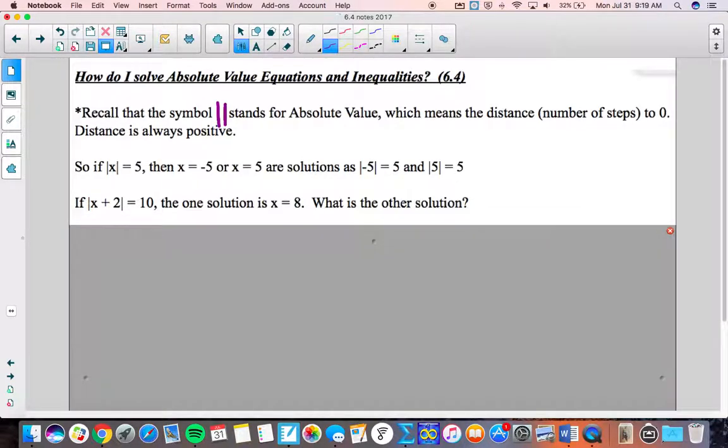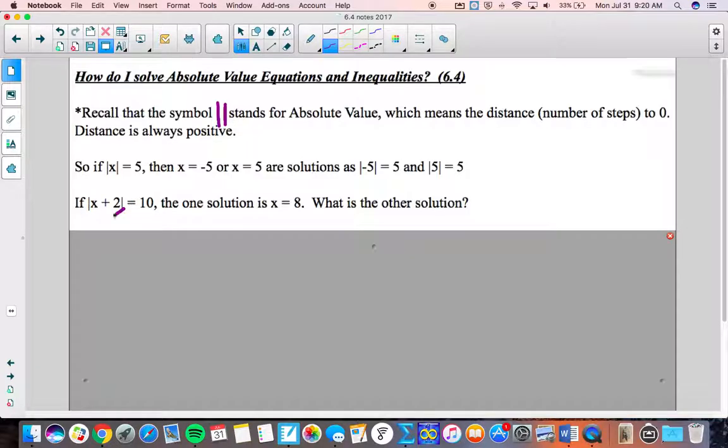Now what we're going to start out doing today is modifying what's in here. Now there's some number, if I add 2 to it, the distance from 0 is 10 steps. So one solution is 8. And so I'm going to show you how you get that here. I'm going to show you the split right now. When you have an absolute value sign with some stuff in it, that's cool, but nothing else outside of it on that side of the equal sign, we can do a split.